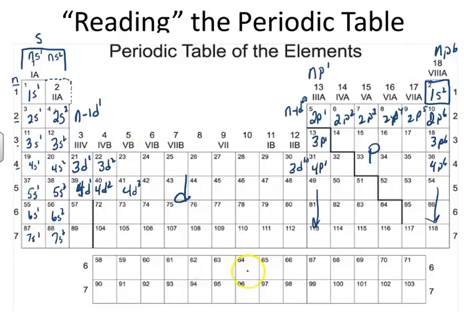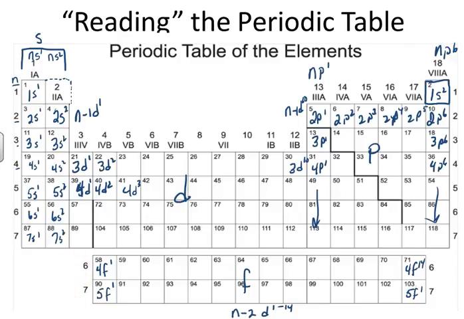In the F block, this is going to end with (n-2)f1 through f14. So this would be 6 minus 2 is 4f1. This would be 7 minus 2 would be 5f1, all the way over to 4f14 to 5f14.